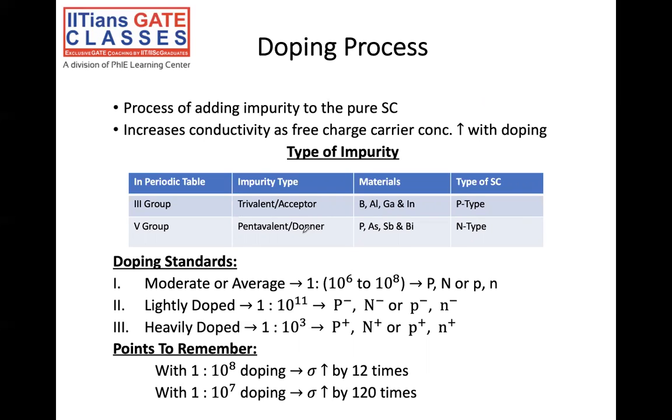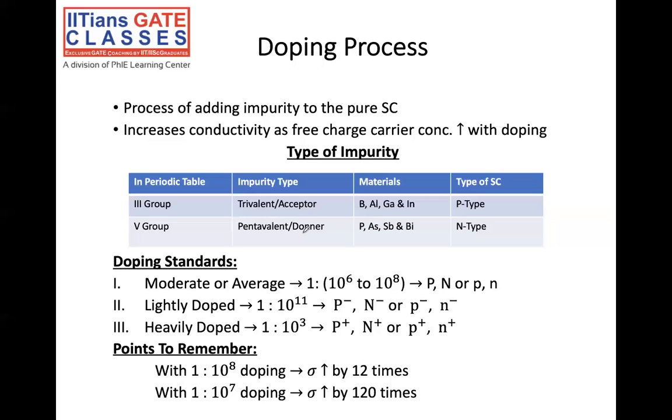So all these n-type and p-type semiconductor we will discuss in detail later in other classes. Here only I have taken just basics. Now the doping standards, different doping standards we have, that is moderate doping, lightly doped and heavily doped semiconductors.